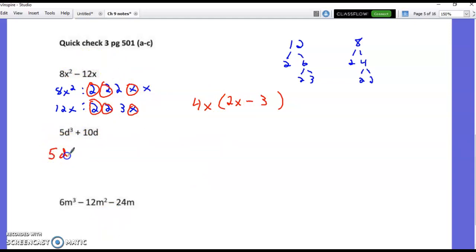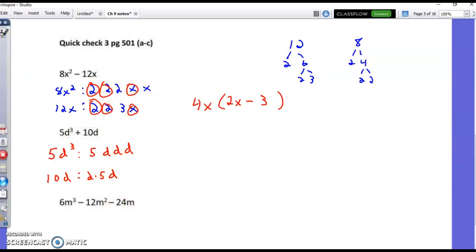5d to the third, 10d. So 5's already prime, 5 and 3 d's. Now obviously, if you get more comfortable with these, there are shortcuts. You might see that right away, oh, I can take a 5 out of a 10 and 1d, so I wouldn't have to go through this process. But visually, for you guys right now, I think this is a good starting point because it's telling you what's left over after we do that.